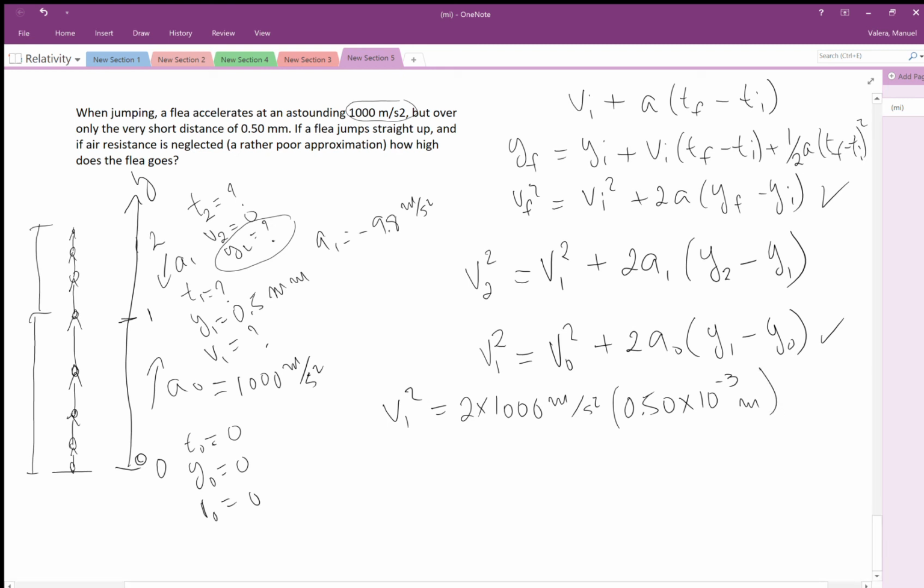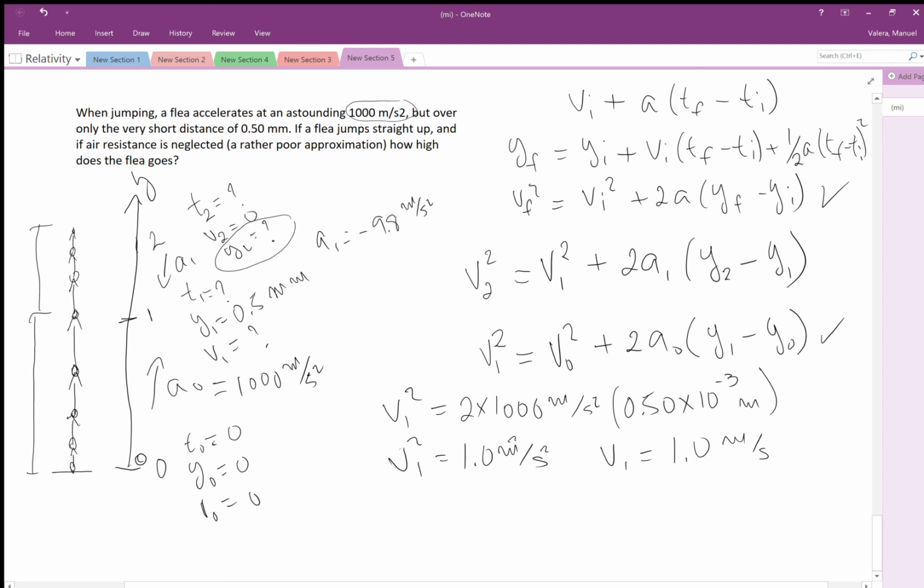And so I get that v1 squared is equal to 1 meters squared per second squared. If I solve for this equation here, because this is 10 to the 3, this is 10 to the minus 3, and 2 times 0.5, they cancel out. So v1 then is equal to 1.0 meters per second. So I have this first value that now I need for this equation.